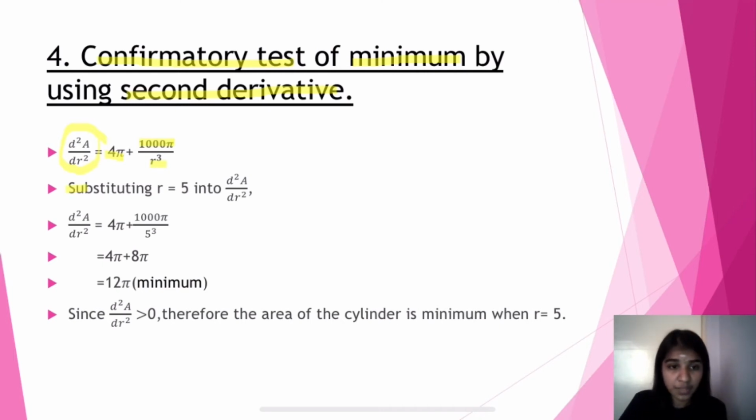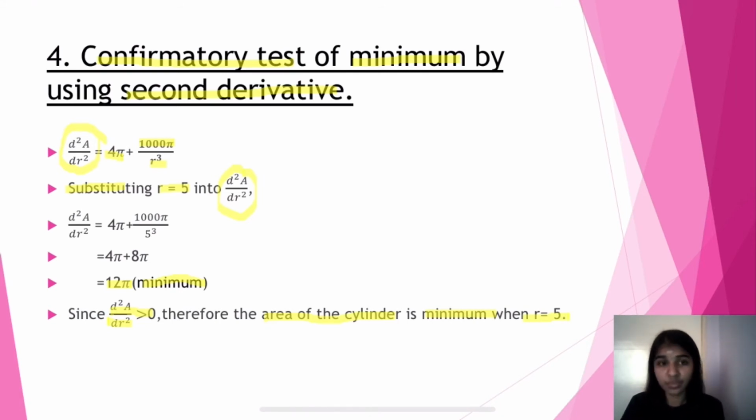So now I'm going to substitute the value of r equals 5, which I obtained just now, into this derivative. Hence I will obtain d squared A over dr squared equals 4 pi plus 1000 pi over r cubed. Just now I replaced r with 5 cubed, so I will get a value of 12 pi. Since it's a positive value, it indicates that it is minimum. This one is very important, it's minimum. So since d squared A over dr squared is greater than 0, it's a positive value, therefore we can conclude that the area of the cylindrical can is minimum when r equals 5.